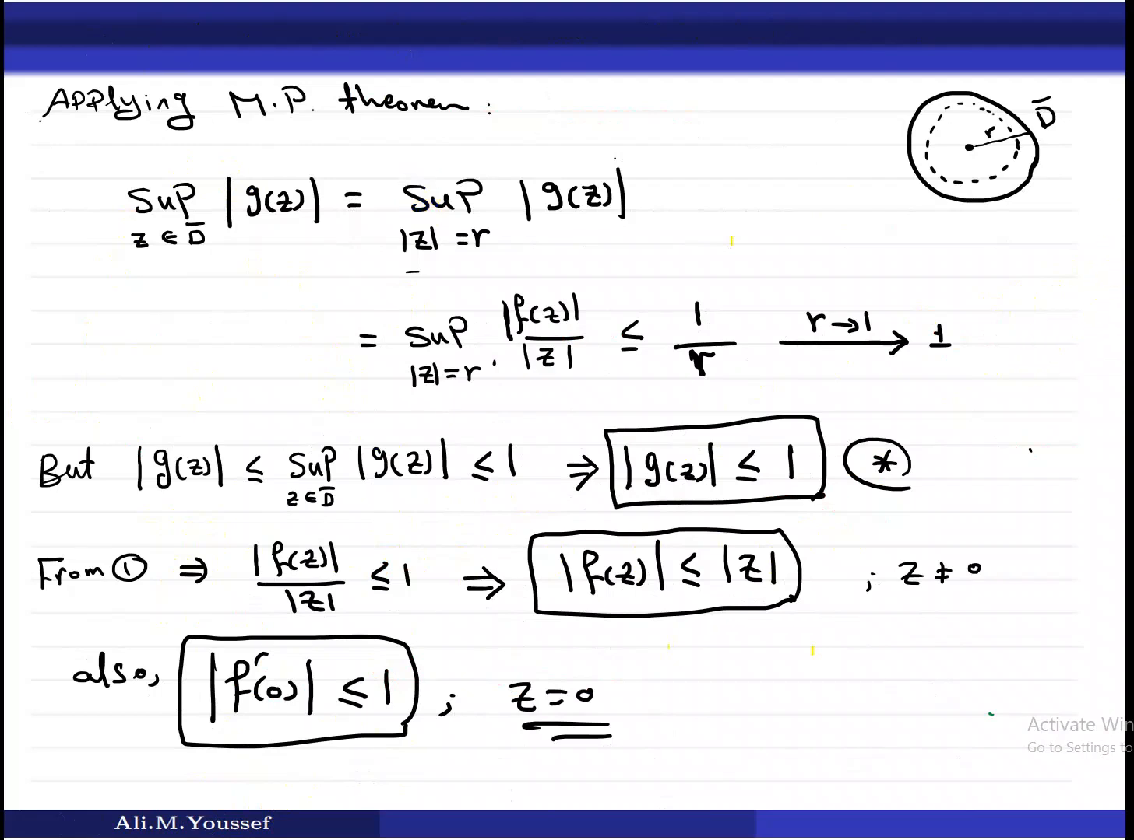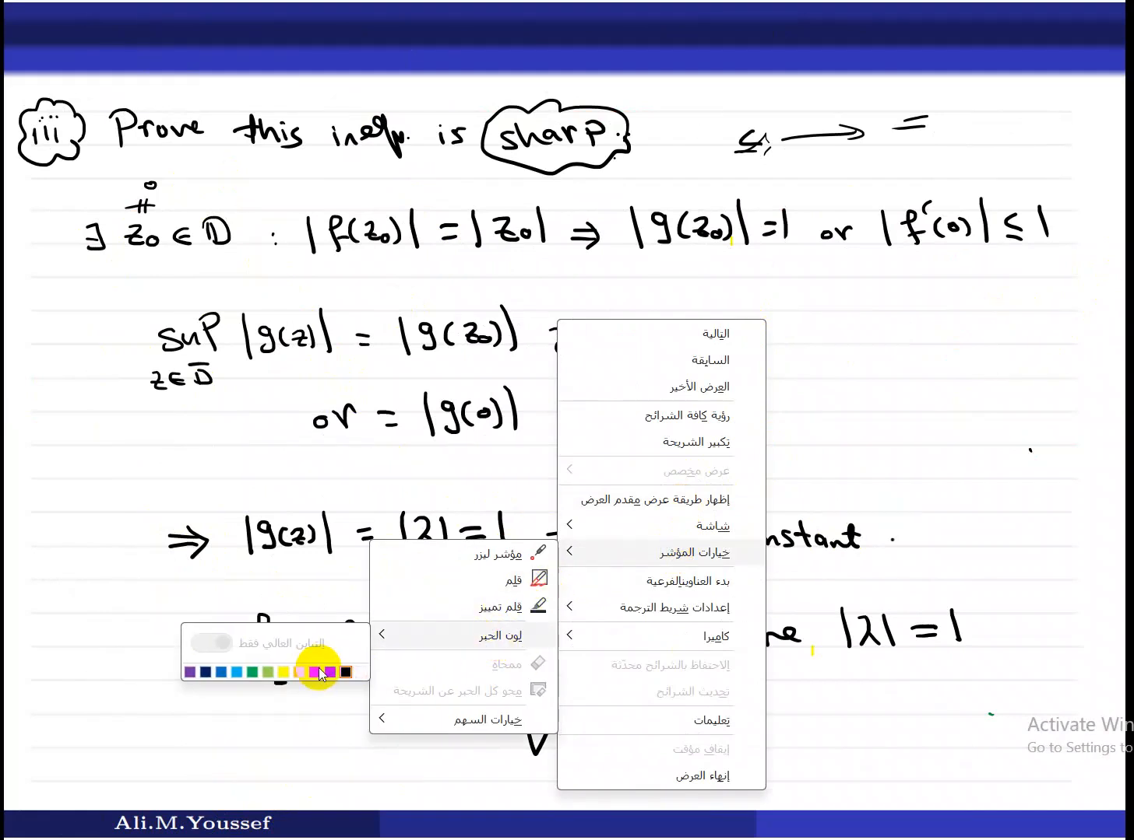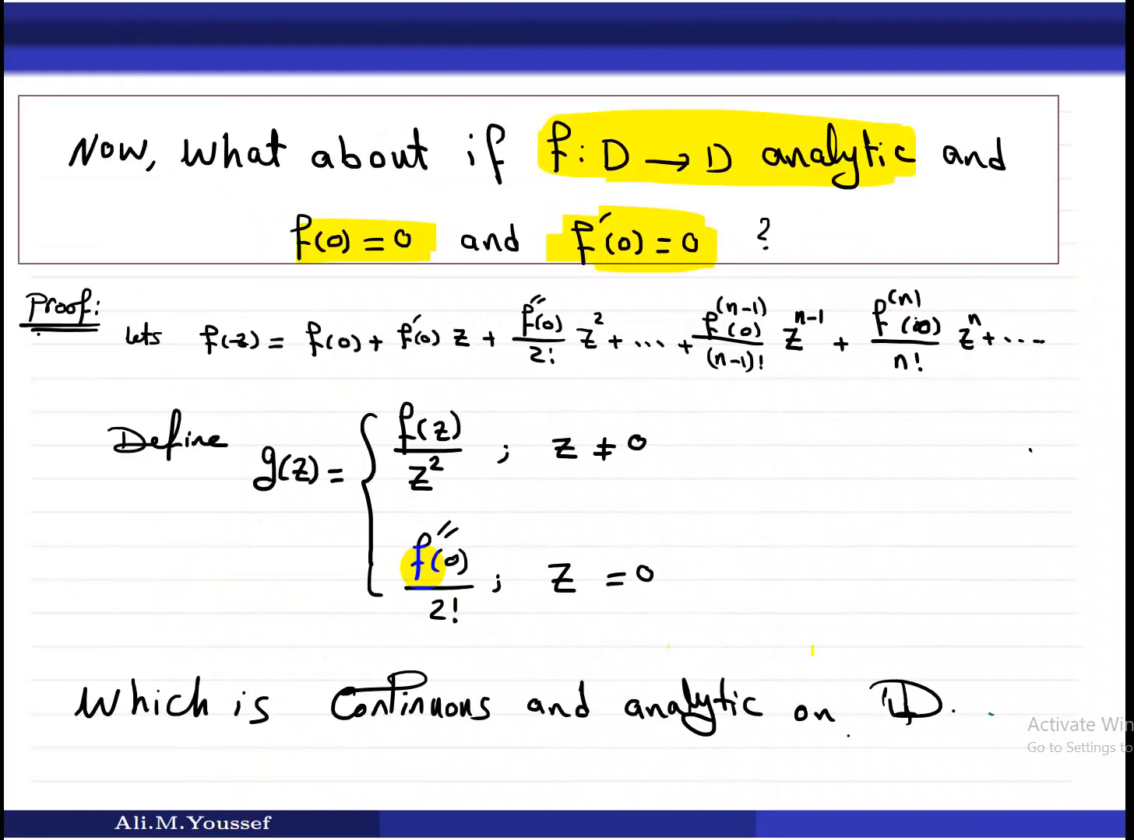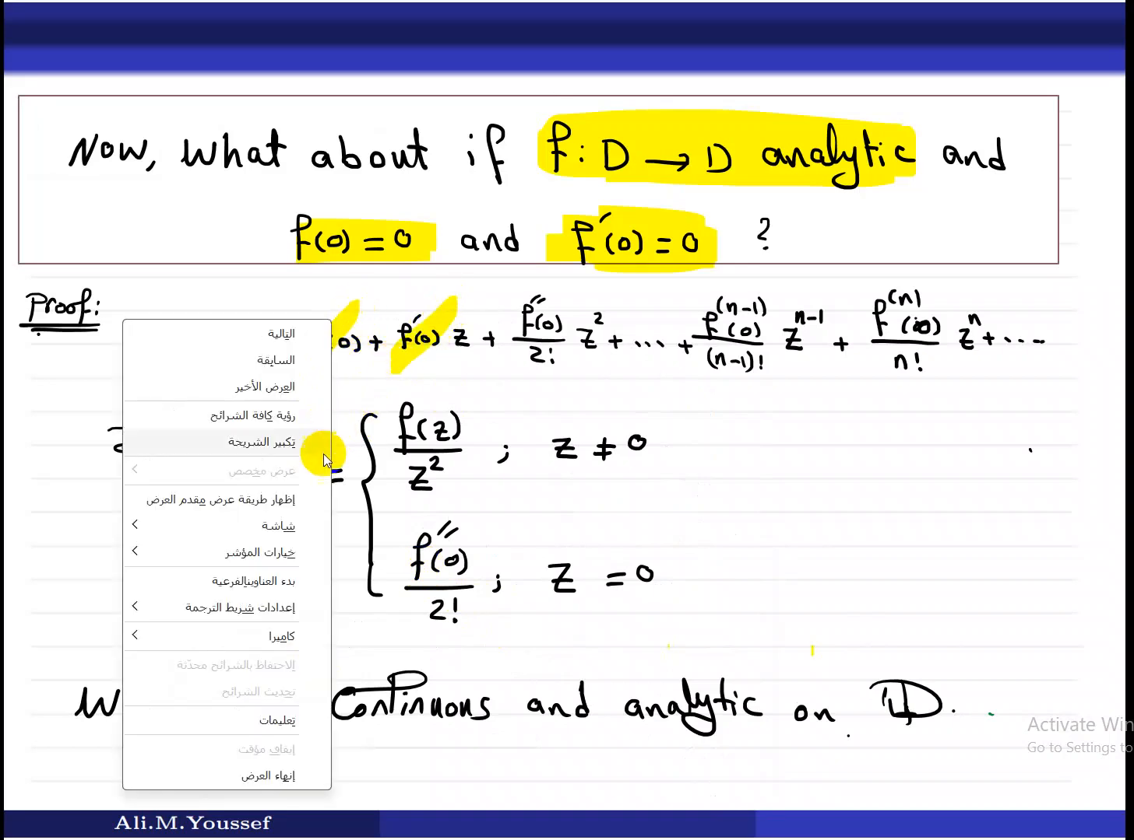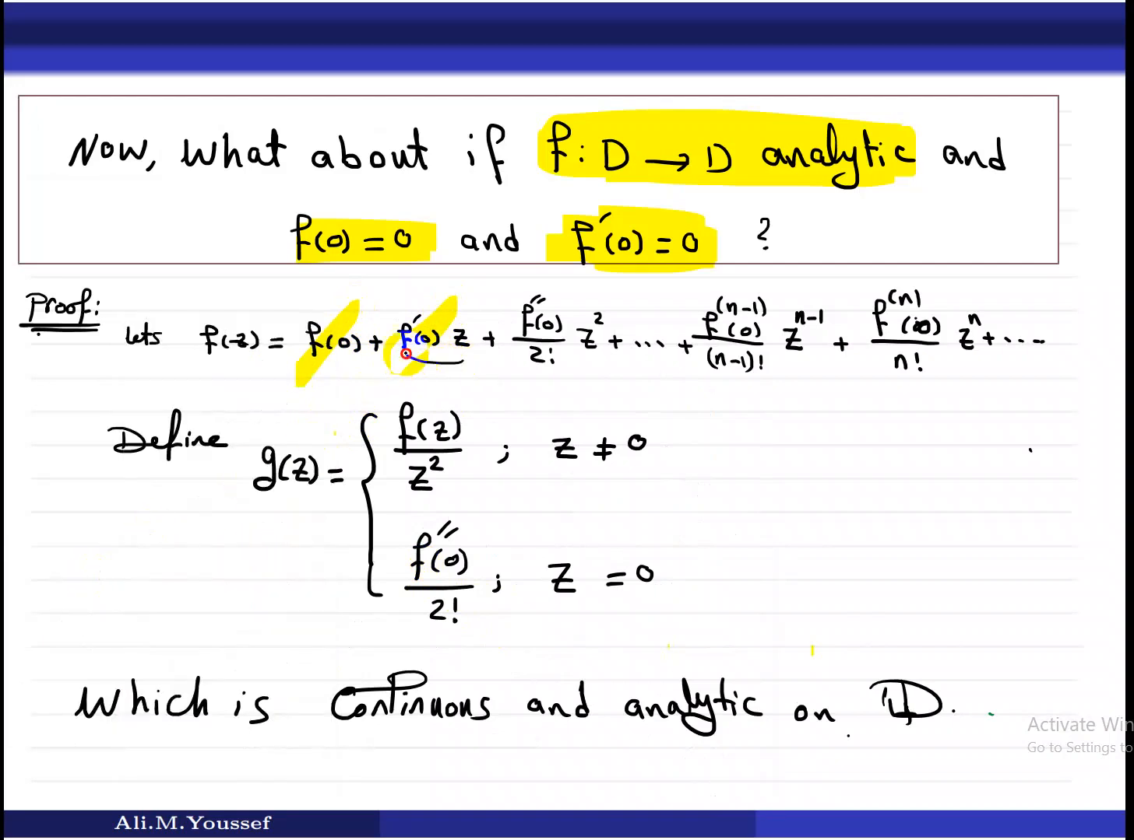So let's see. Here, what if we have an analytic function f from D to D, and f of 0 is equal to 0, f prime of 0 is equal to 0? So we have this one and this one, both of them equal to 0. So the first term here is this term. So our function, we divide by z squared. So f of z over z squared, this is our g. So define g and use the maximum principle theorem, and done. So here, f of z over z squared.